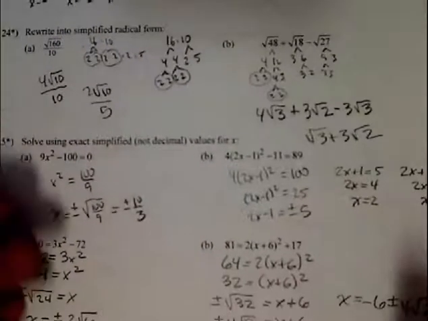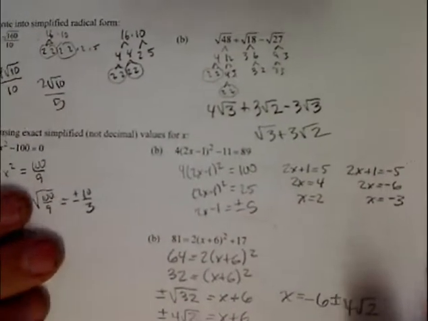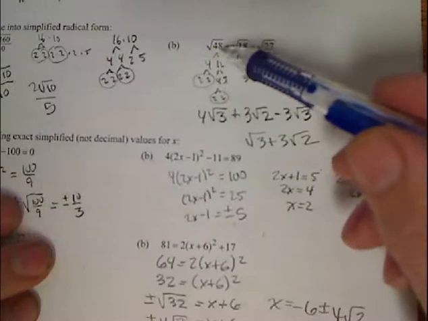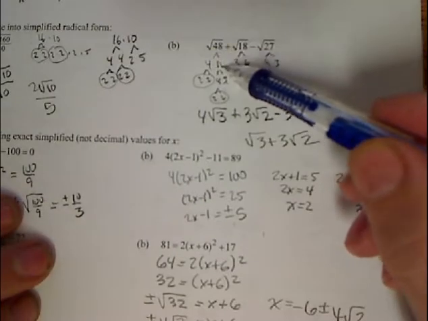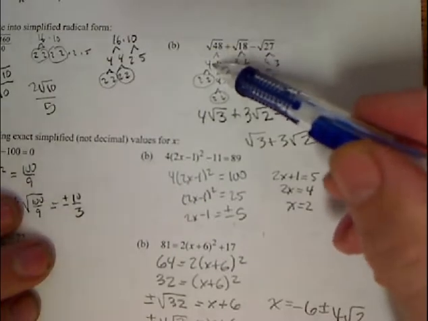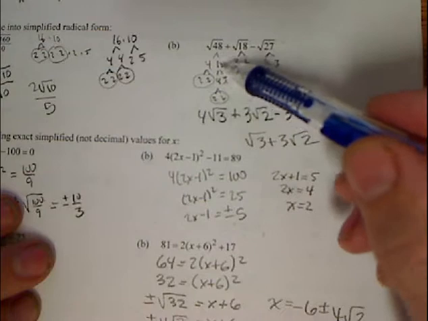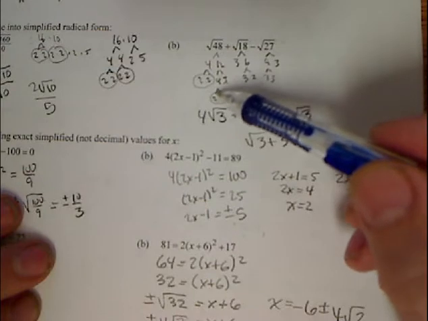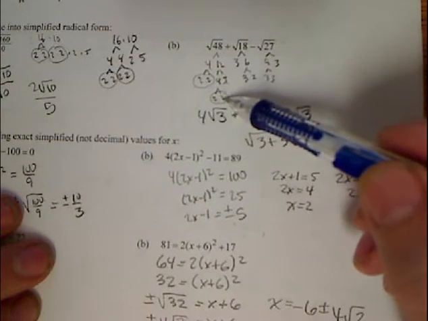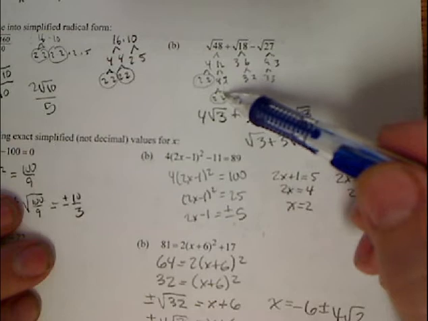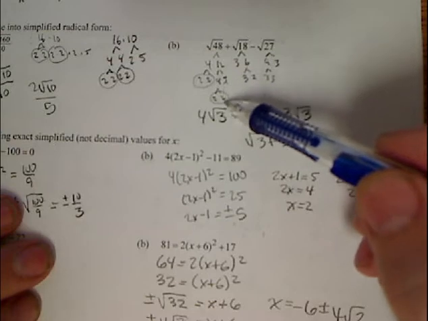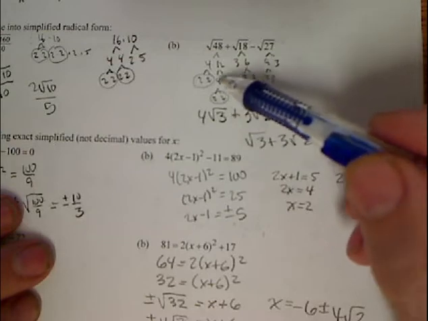For this next one, 48, 4 times 12. 4 breaks down to 2 times 2. 12 is 4 times 3. 4 breaks down to 2 times 2. So I can take out a 2, take out another 2. Left hand side is 3. So I got 4 root 3.